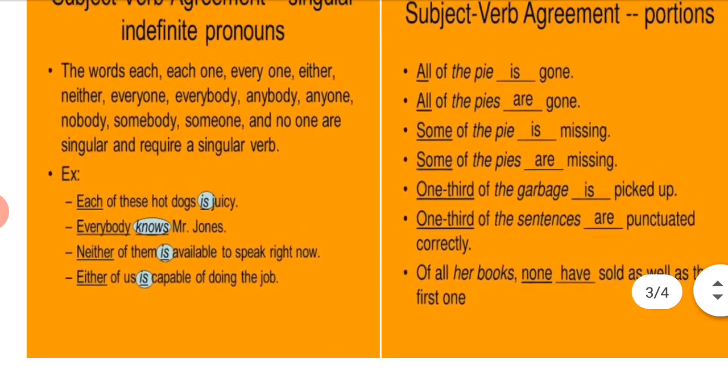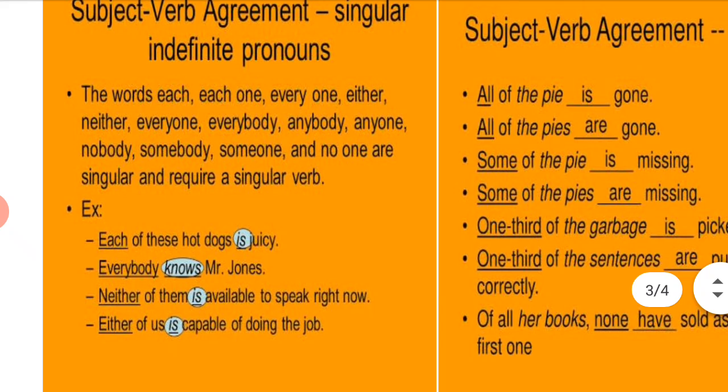Right, now subject and verb agreement, let's say singular indefinite pronouns. For an example, two words, each. Please remember this. Each one, everyone, either, neither, everybody. And all those that are listed here always go with a singular noun mandatorily. Please remember that. For an example, each of these hot dogs is juicy. Yes, because we are talking about each one of the hot dogs. That means all of them. But you're talking about them one by one, right?